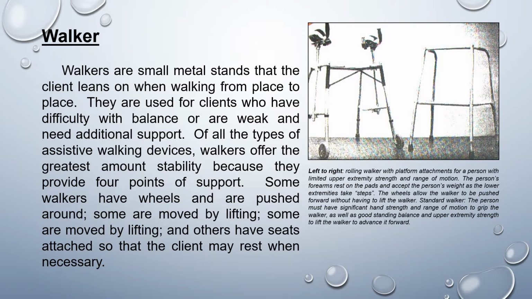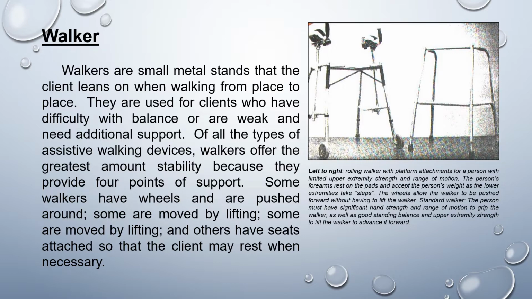So next is the walker. Walkers are small metal stands that the client leans on when walking from place to place. They are used for clients who have difficulty with balance or are weak and need additional support. Of all the types of assistive walking devices, walkers offer the greatest amount of stability because the walker has 4 legs.